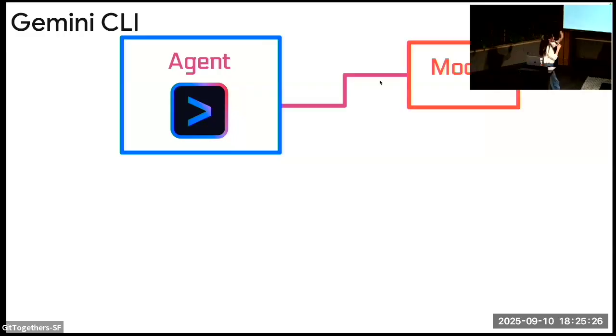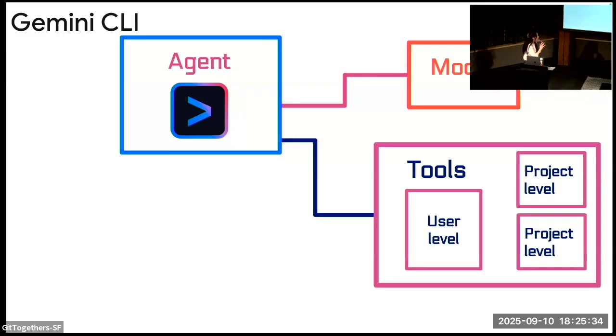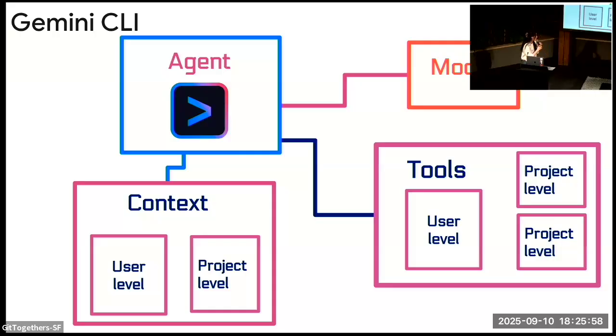Gemini CLI has an agent, and it has a model. You can choose different models to vibe code. Gemini CLI also has tools, with user level tools and project level tools. User level tools are global. If you define a tool globally at the user level, it can be applied to any project. If you define the tool at the project level, it can only be accessed in the project where you defined it.